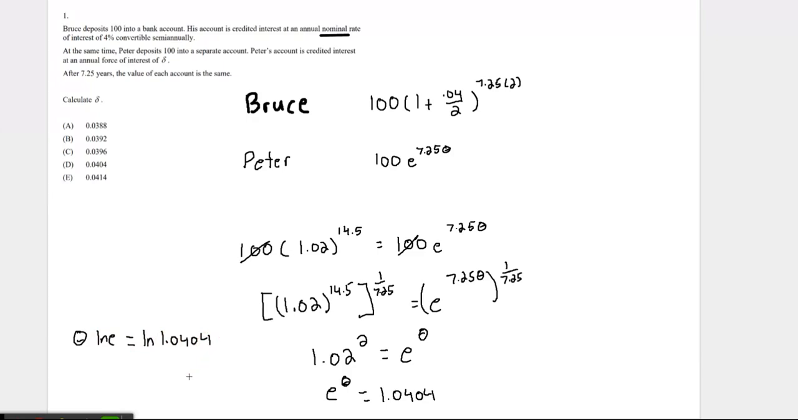Okay, so ln 1.0404. Okay, so then I get the force of interest is 0.0396. Okay, so we choose C.